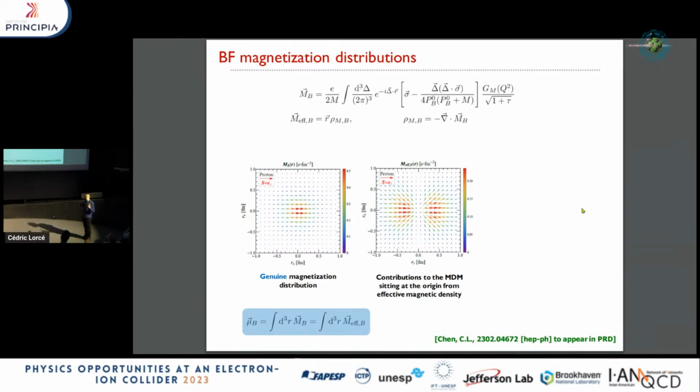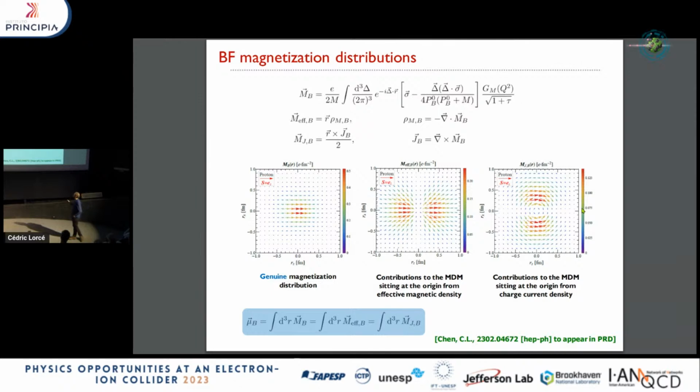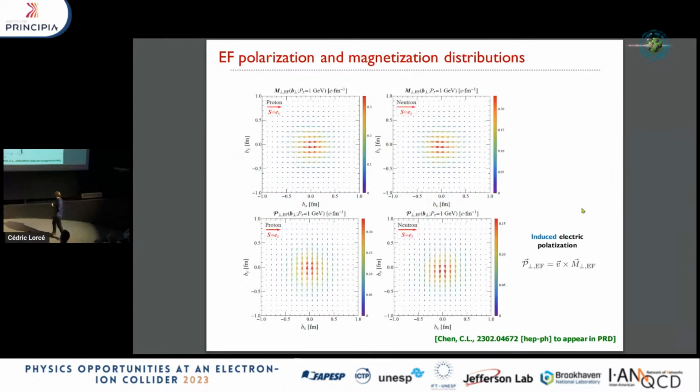So it's a little bit different. And the other option is also to consider, for example, the circulation of current. So that's more classical picture where the magnetization is due to the circulation of electric charge. So you will consider R cross J, and J would be the curl of the magnetization. And then you get also another picture. But if you integrate all those three pictures, you always get the same total magnetic moment. But you see the interpretation in terms of spatial density is a bit different.